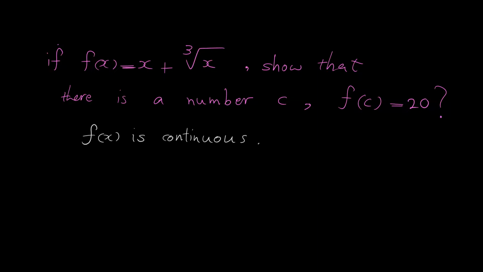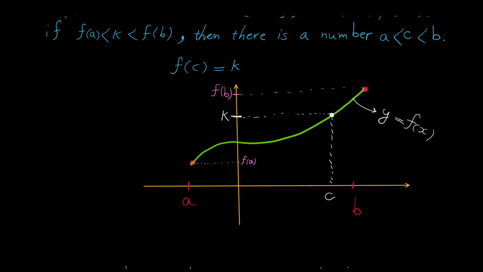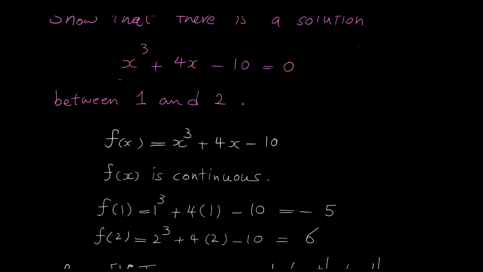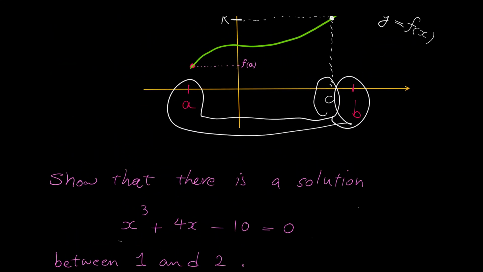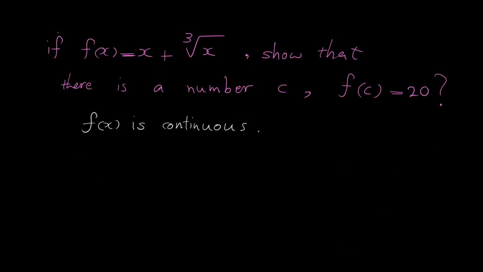But attention, here for number c, we don't know in what region or what interval number c is. We just want to prove that there is a number c in all the real numbers. So now here we have to find the numbers a and b in the intermediate value theorem. Let me remind you the intermediate value theorem. The number c is always a number between a and b. In the question we had before, the c was between 1 and 2. But in this new question, we have no idea where c is. How can we answer this question?